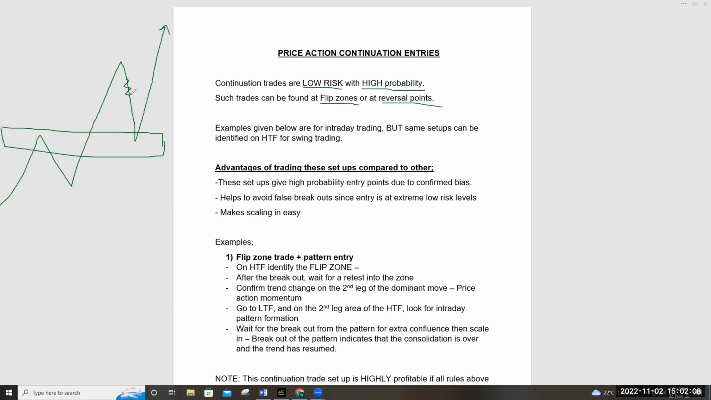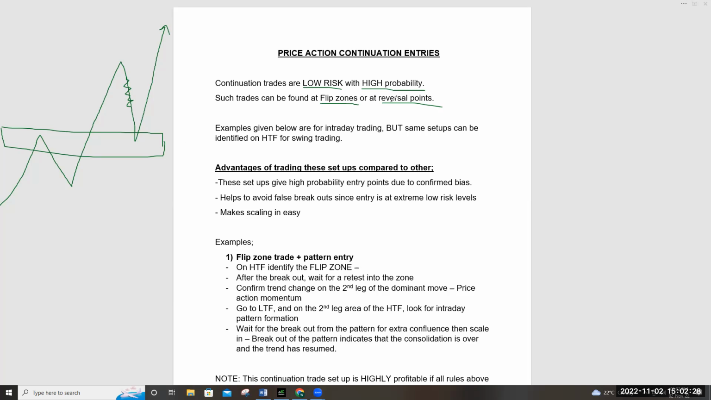There is a video on supply and demand where I've explained how this move will determine if this will be a flip zone or the market will actually come down here and negate all this. So you can watch that for more details. But for this session, we're going to deal with this as a flip zone.